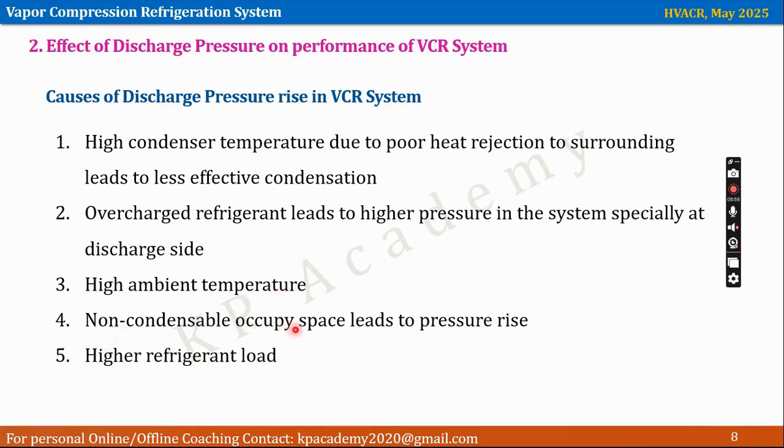Next, non-condensables occupying space lead to the pressure rise. If there are some foreign particles or non-condensable gases present, which occupy the space in the condenser line or discharge line, due to which pressure rise takes place, right? And the very last is what? Higher refrigerant load. If there is a higher refrigerant load, then the compressor has to work harder, and because of that discharge pressure increases. But because of increasing discharge pressure, the COP of the system drops.